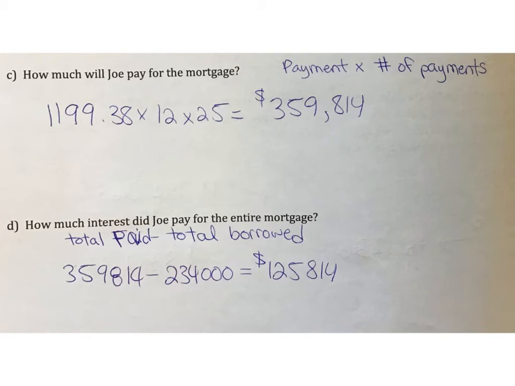Last part, how much interest did Joe pay then? So you take what he paid minus what he actually borrowed, right? So he did borrow the $234,000, but he did end up paying more than that because of interest. So when we subtract the two, we see that in the end he paid $125,814 of interest. So yes, that's a lot of money.